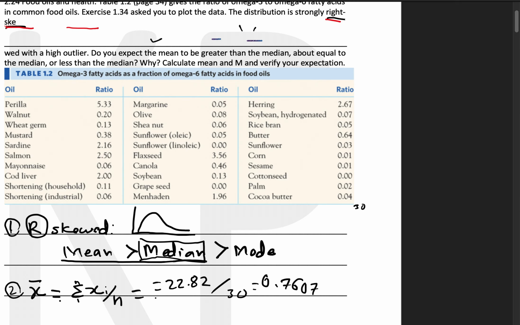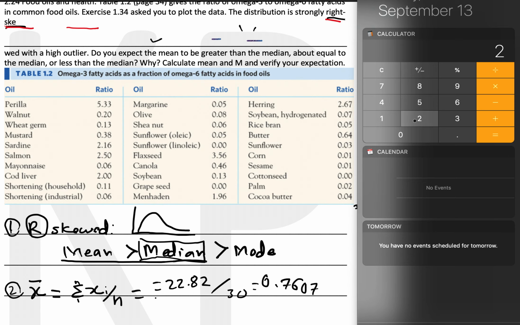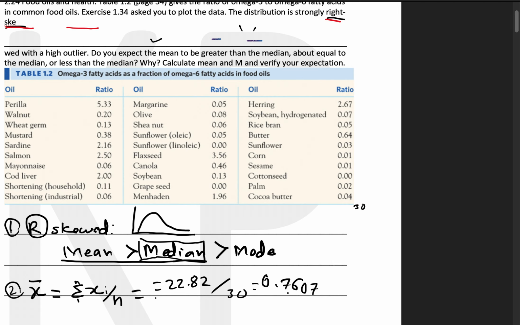So this is nothing but summation of all the x's, first part, numerator. And the denominator, you need the total number of data points, in this case, nothing but 30. So divided by 30. And you should get the answer as 0.76066. If you round it, it's going to be 0.7607, rounding till the fourth decimal. You can also do it till second decimal rounding.